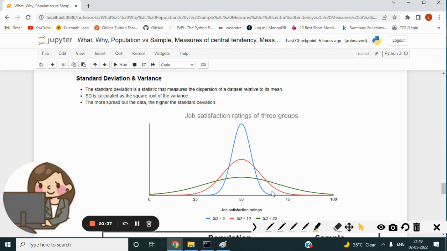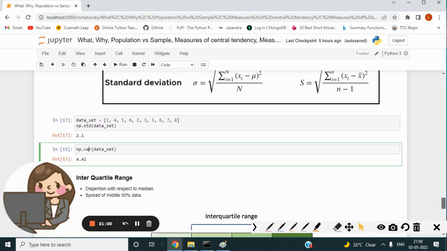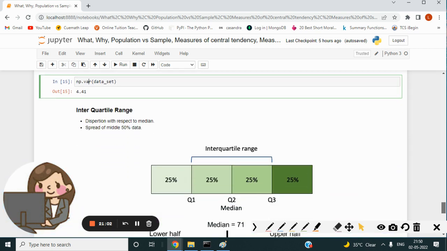Like, if we have data over here, and this is the mean, and if a value is here, it means that it is 1 SD from the mean. If it is again over here somewhere, that is 1 SD, and then 2 SD, then we can say that yes, it is 2 SD from here. Like that, we'll be able to find the measure of spread from the standard deviation and variance.